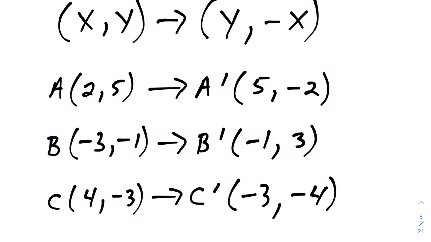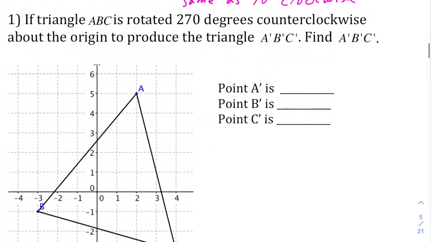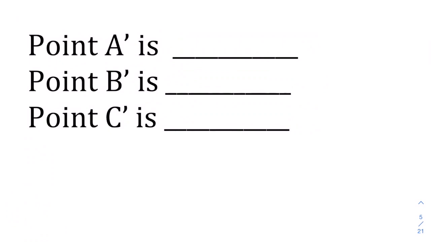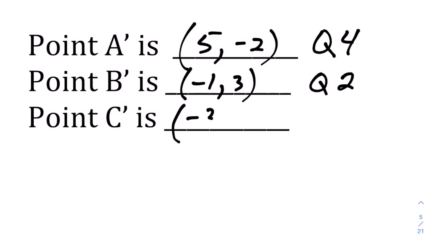And so there are my 3 new prime coordinates. So I'm going to go ahead and put them up here where it asked us to put them. A prime is at 5, -2, which means you're actually going to be able to locate that in quadrant 4. For B prime, it is -1, 3, which means you can locate it in quadrant 2. And for C prime, it is at -3, -4, which means we're going to find that in quadrant 3.